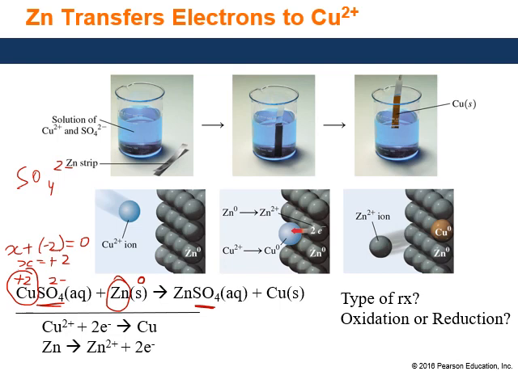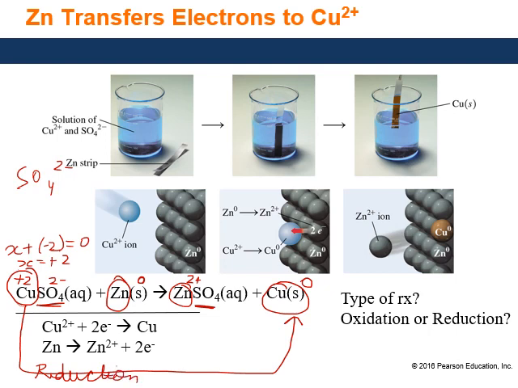Zinc on this side now is in a compound. What is the usual charge that zinc has? 2+. Copper here is by itself, meaning what is the charge? 0. So now if you look at copper, copper went from +2 to 0. How? It must have gained electrons, because of which the positive charge was neutralized. That is why it gained electrons, so this is called reduction. So in this case, copper is reduced. Next, zinc was 0 and now it has changed to 2+, meaning it has a positive charge, so it must have lost the electrons. So zinc here is oxidized.